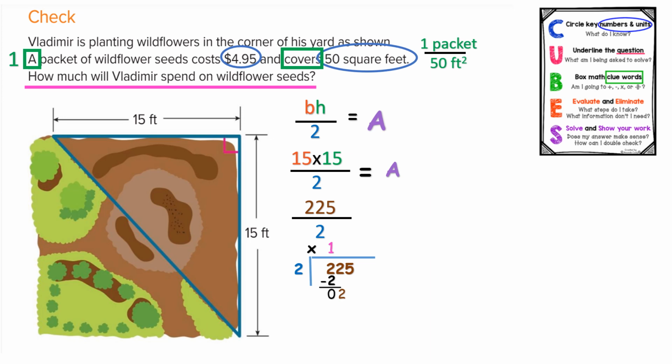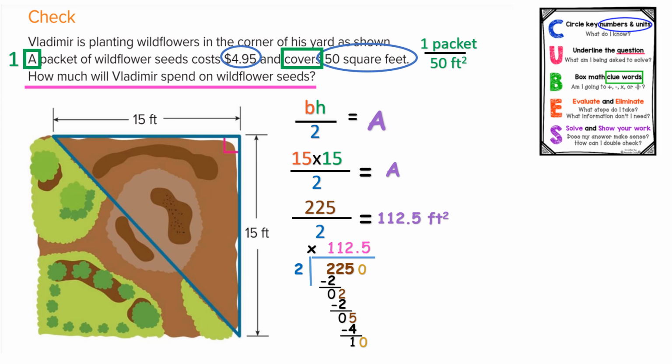I bring down my next number. 2 goes into 2 once. 1 times 2 is 2. Nothing is left over. I bring down my 5. 2 goes into 5 2 times because 2 times 2 is 4. Now I have 1 left over. Well, I don't have anything else. So that means I need to add a decimal and I need to add a 0 and bring it down. And then how many times will 2 go into 10? Well, it goes in 5 times.